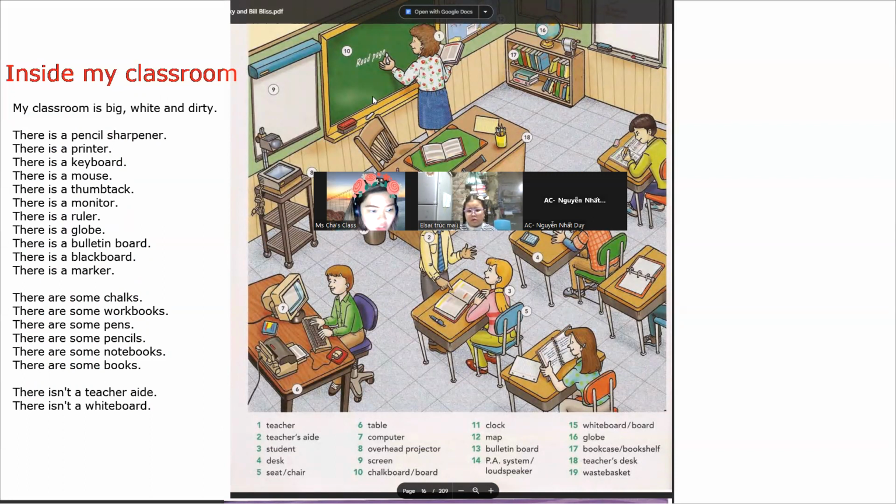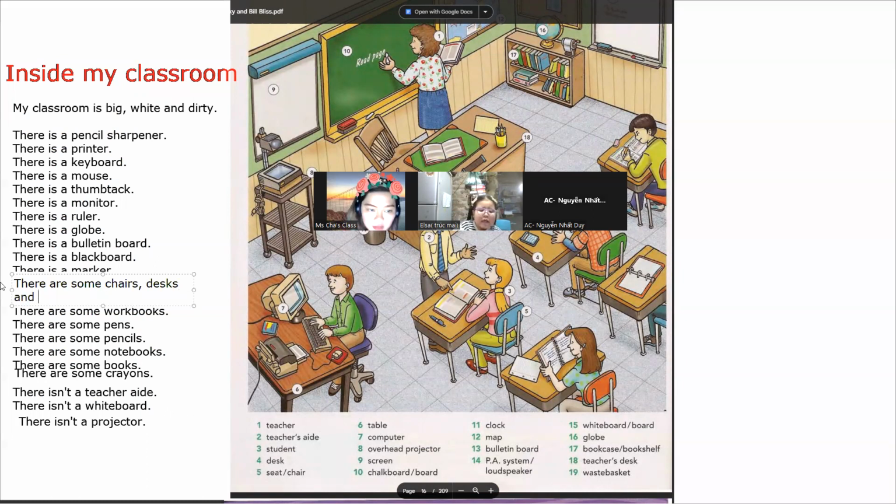Do you have projector? No. Okay. There isn't a projector. There are some crayons. Yes, there are some crayons. I wrote it already right there. There are some chairs. There are some desks.